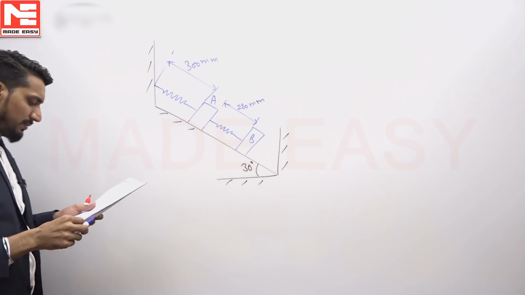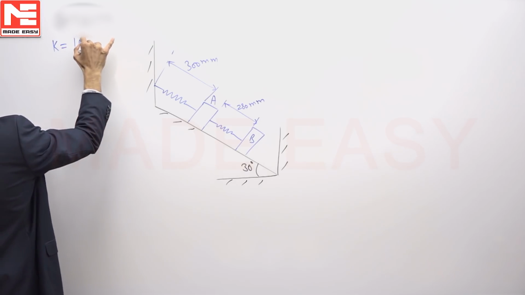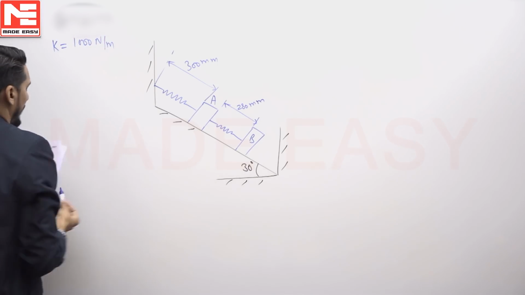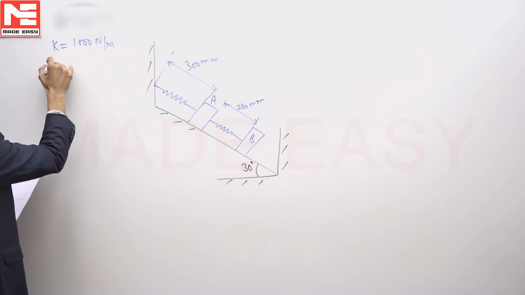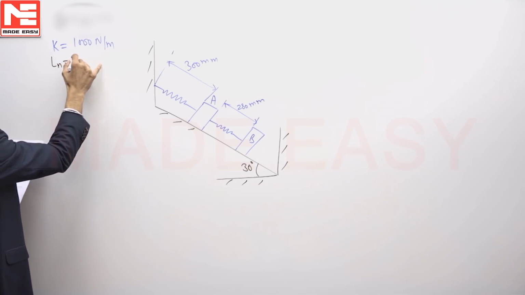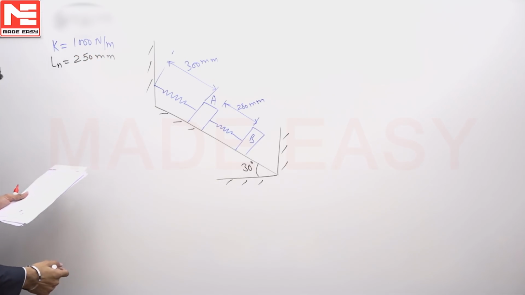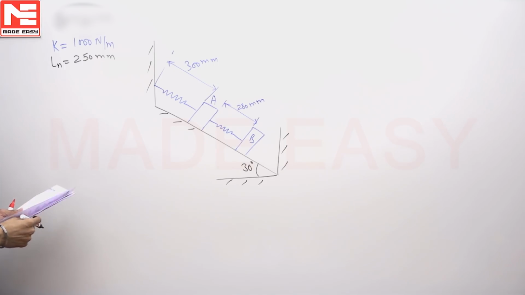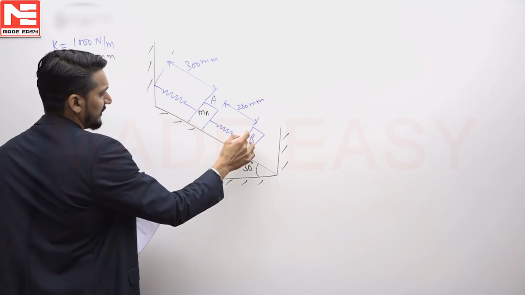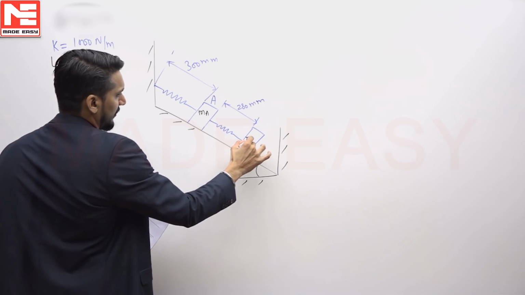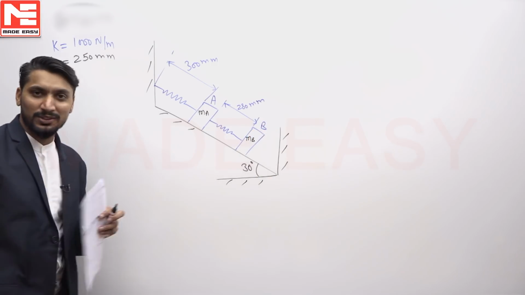Now what is to be done? K is given as 1000 Newton per meter, and what else is given to me? That is 250. The natural length of both the springs is 250 millimeter. What is asked of me? The mass of the blocks A and B. Let me consider this as MA and this has mass MB, and if they are in equilibrium the net force must be equal to 0.